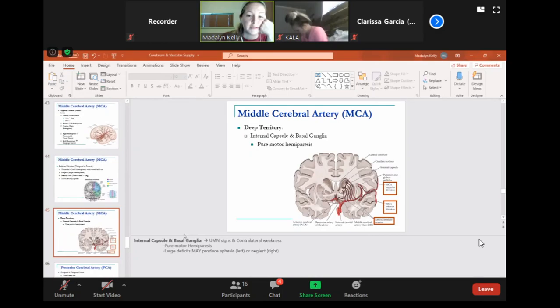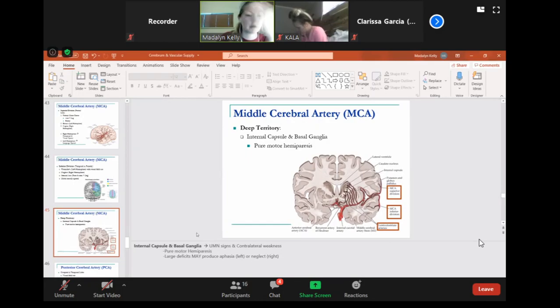When you deal with the deep territory of the MCA, you're dealing with the internal capsule and the basal ganglia: pure motor hemiparesis, upper motor neuron signs, contralateral to the weakness. Okay? We already learned about the internal capsule last time. She stressed that a lot. That's where the motor was, with the corticospinal tract coming down and stuff.